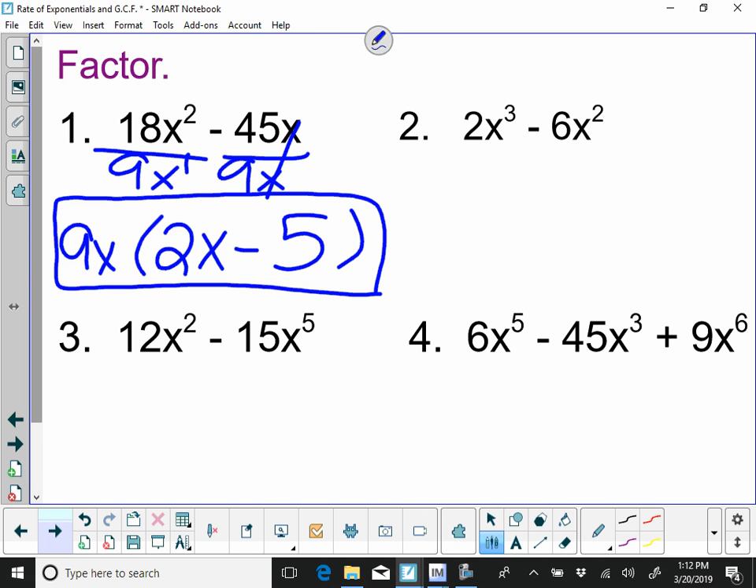Not super hard. I won't say it's easy. But you got to know your multiplication facts. Okay? GCF between 2 and 6: 2. Y'all, it can't be any bigger than the smallest number. All right, and what's our lowest number of exponents? X squared. Right? 2 is smaller than 3. Okay, so that's our GCF.